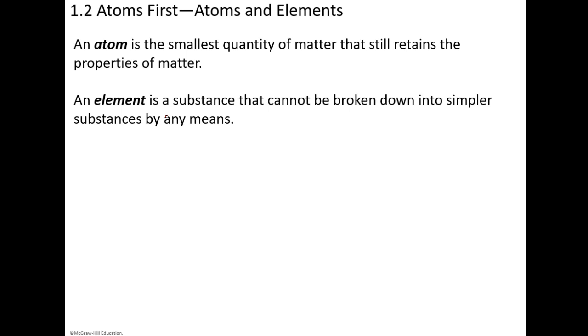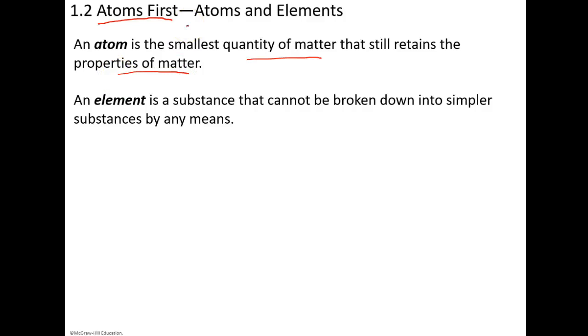Okay, so 1.2 is atoms. I mean, chemistry is about atoms. Everything is made up of atoms, all right? And like I said, this book is what's called an atoms first approach, so we're going to learn about atoms first before we start getting to the math. Okay, so an atom is the smallest quantity of matter that still retains properties of matter. Remember, matter occupies space and has mass. Okay, so it's the smallest quantity.